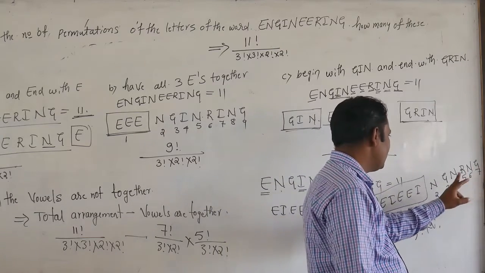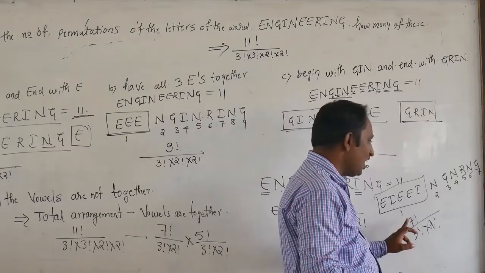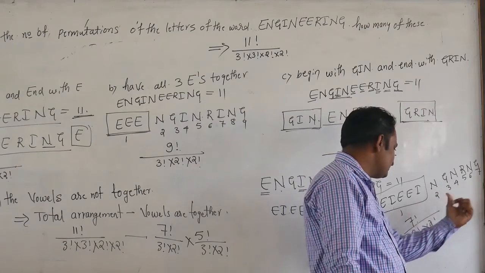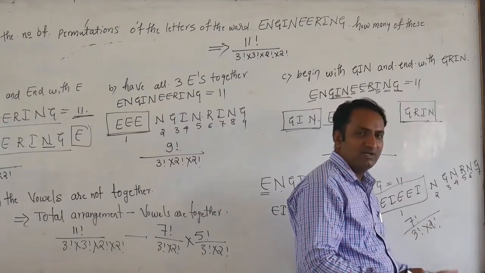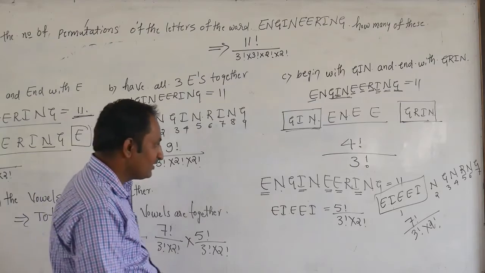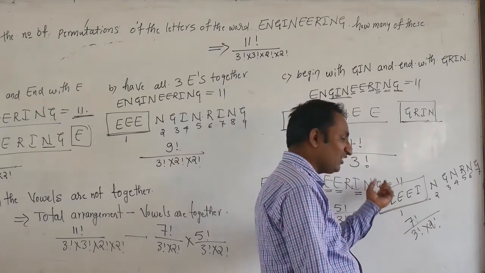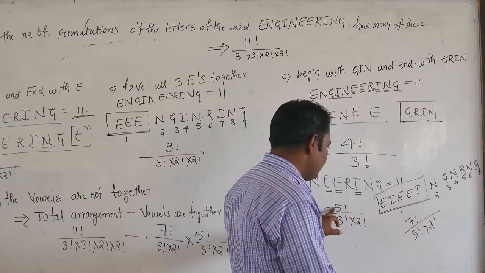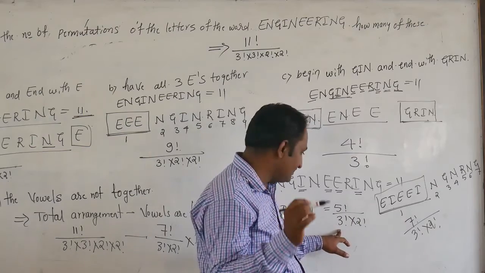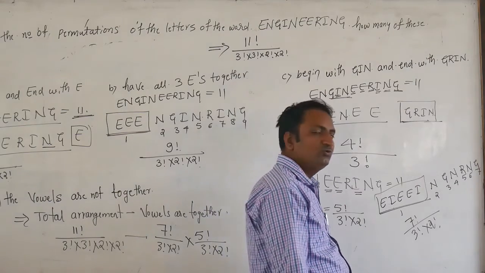These 6 consonants plus 1 letter make 7 letters, which can be arranged in 7 factorial. Among them, one letter repeats 3 times and another repeats 2 times, so we take 7 factorial divided by 3 factorial into 2 factorial. In the vowels term, there are 5 letters, arranged in 5 factorial. Out of 5 letters, E is repeating 3 times, so we take 3 factorial. I is repeating 2 times, so we take 2 factorial.